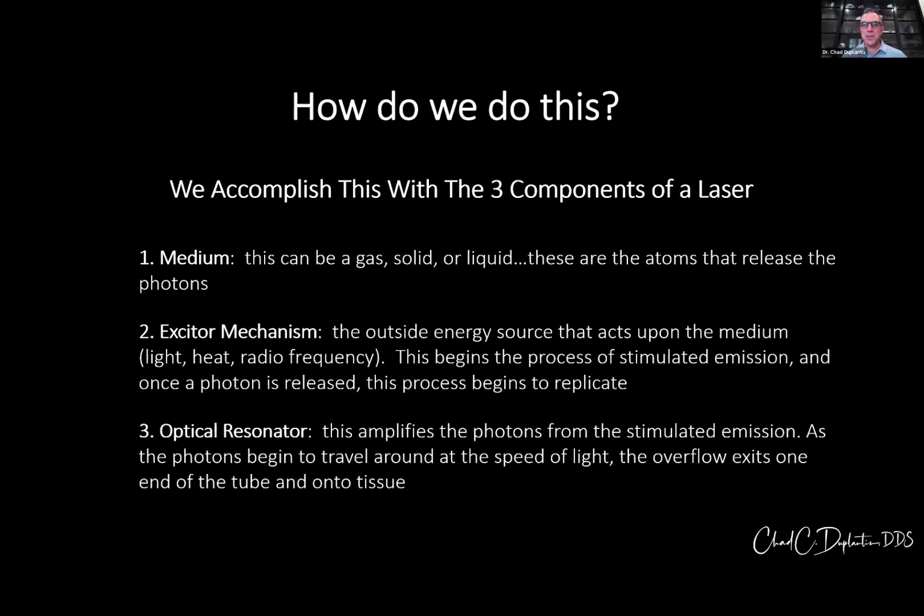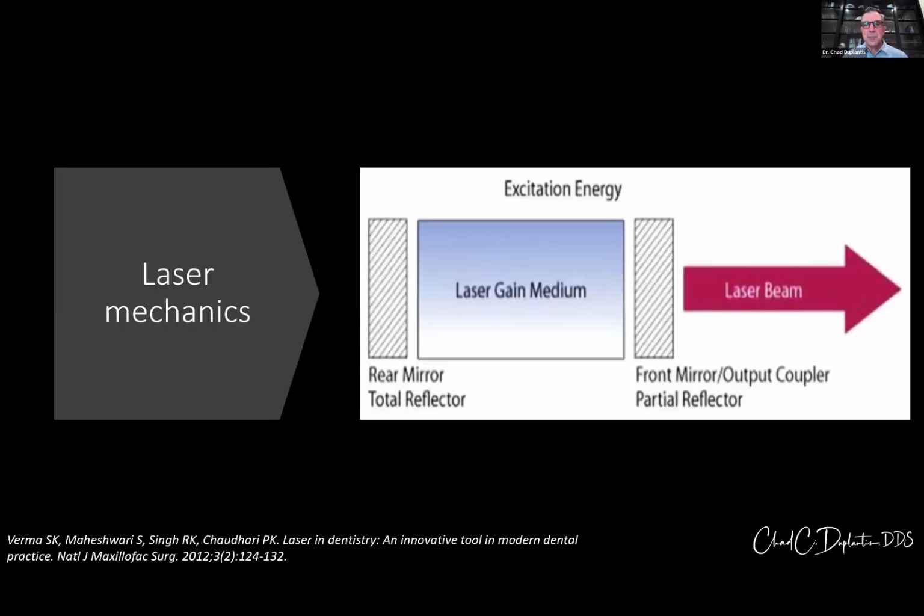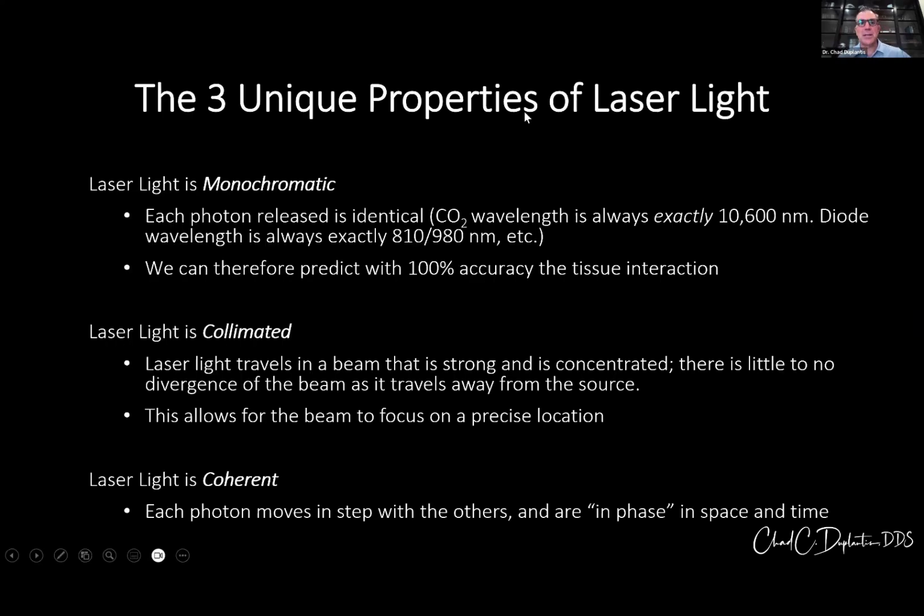And as the photons begin to travel around at the speed of light, the overflow exits into the tube and onto the tissue. And so, real simply stated, you have a rear mirror reflector, you have a front mirror, which is a partial reflector, and the output coupler. You have the laser gain medium that excites the electrons, and then they begin to relax, become photons, and then they release the laser beam. Now, once that laser beam is released, there's additionally three unique properties of laser light.